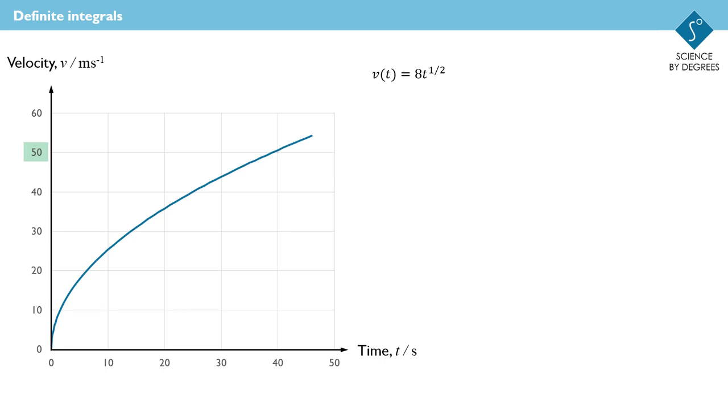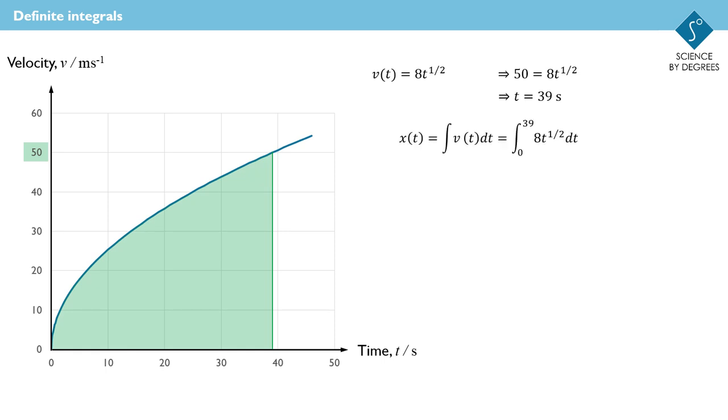Well, to start, we can use the model to find out the time taken to get to 50 meters per second by substituting in v equals 50 and then solving for t. Divide by 8 and square to get a value of t of approximately 39 seconds. So to answer the question, we want to know the distance travelled from time 0 to time 39, and we find the distance by integrating the velocity, which is equivalent to finding this area.